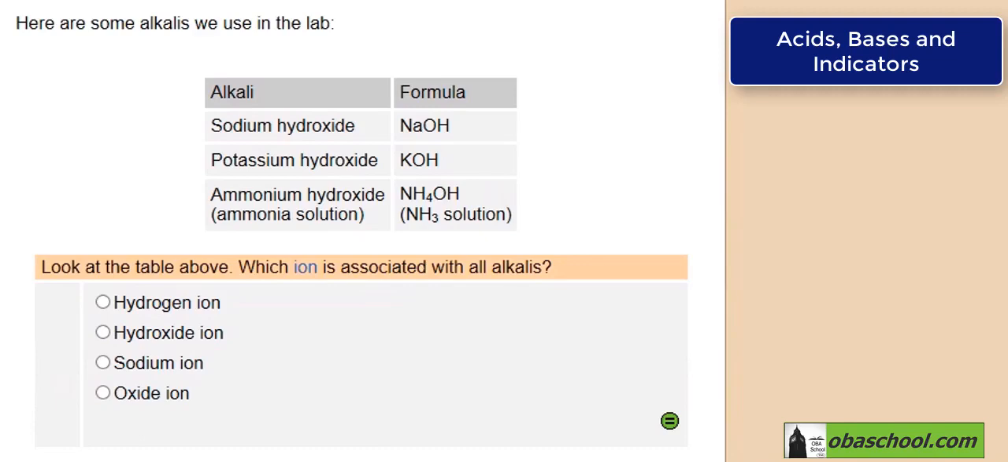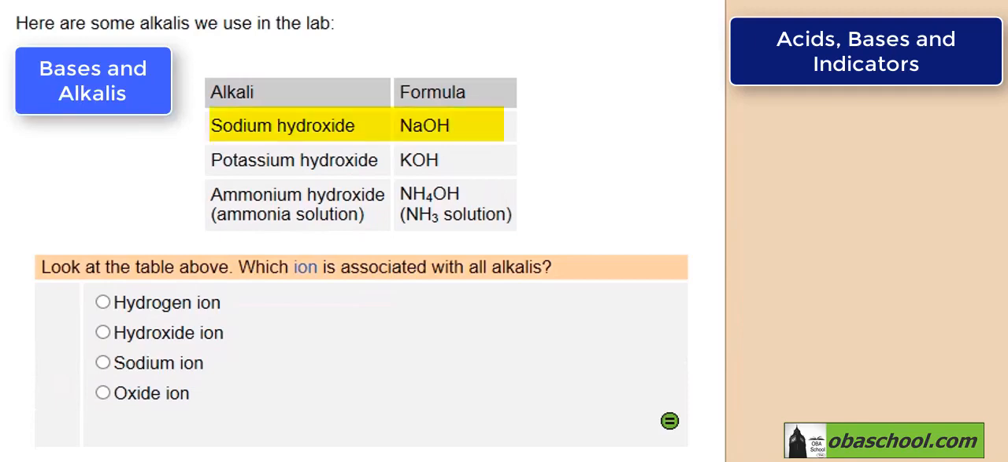Let's move on to bases. Here are some alkalis that we use in the lab: sodium hydroxide, NaOH, potassium hydroxide, KOH, and ammonium hydroxide, or we call it ammonia solution, and that is NH4OH or NH3 solution, which means that it is ammonia in water. So look at the table above.